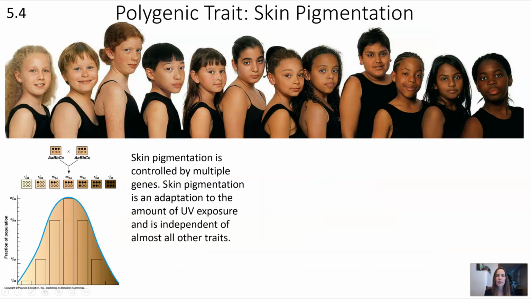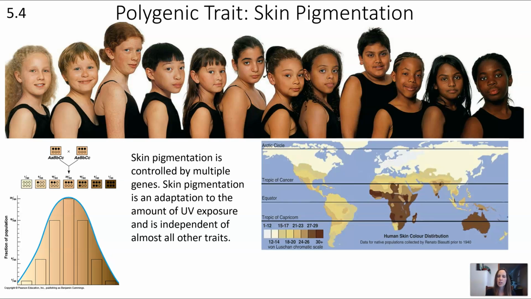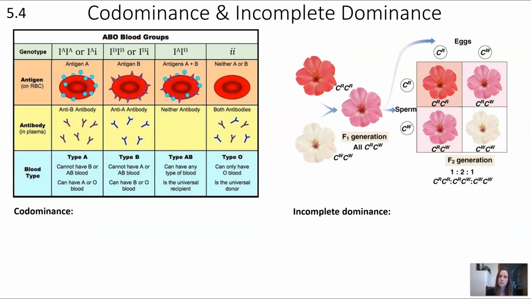So one example of a polygenic trait is skin pigmentation. It's controlled by multiple genes. Skin pigmentation is an adaptation to the amount of UV exposure. It's independent of almost all other traits. So just from looking at someone's skin pigmentation, almost every single other trait about them, you just can't know. Something else to point out is skin pigmentation also does have to do with environmental influences in addition to genetics. We'll get back to environmental influences later.